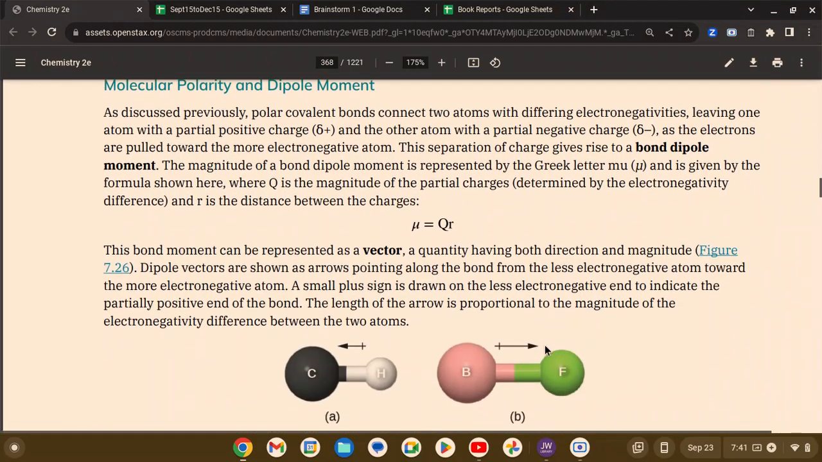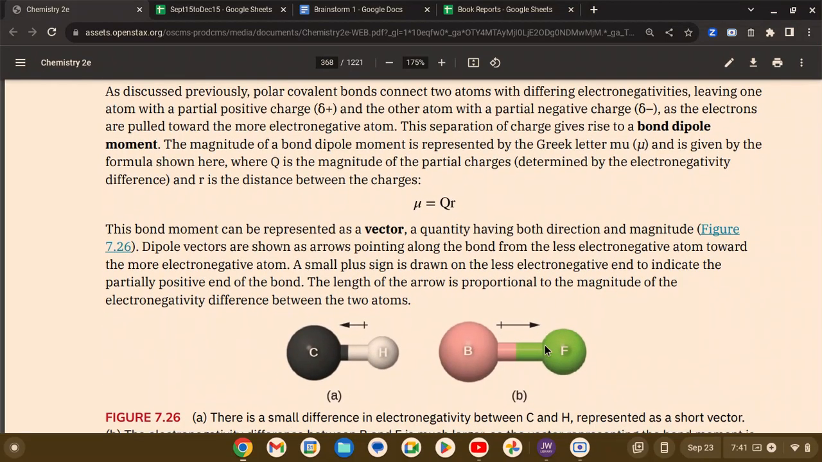Molecular polarity and dipole moment. As discussed previously, polar covalent bonds connect two atoms with differing electronegativities, leaving one atom with a partial positive charge and the other atom with a partial negative charge, as the electrons are pulled toward the more electronegative atom. This separation of charge gives rise to a bond dipole moment.